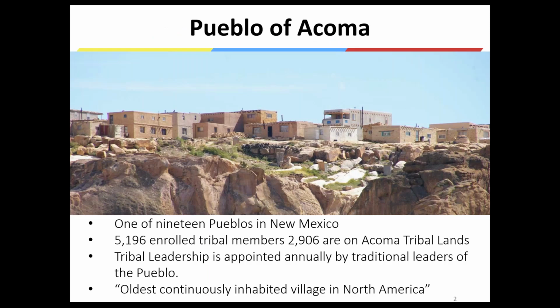So a little bit about the Pueblo Vacama. We are one of the 19 Pueblos within the state of New Mexico. Our enrollment is around 5,196 enrolled tribal members, and just under 3,000 of those members reside on tribal lands. Our tribal leadership structure is by an appointment process that is appointed annually by a group of traditional leaders here on the Pueblo. And an interesting tidbit, the village area that you see pictured is known as the oldest continuously inhabited village in North America. Next slide.